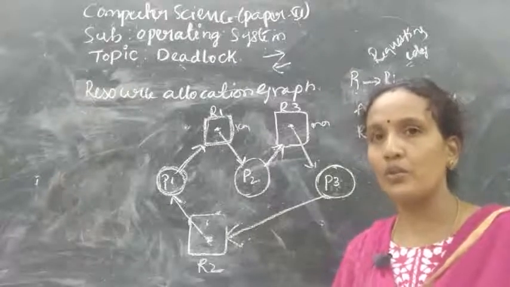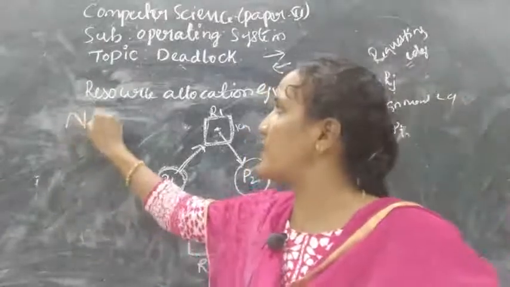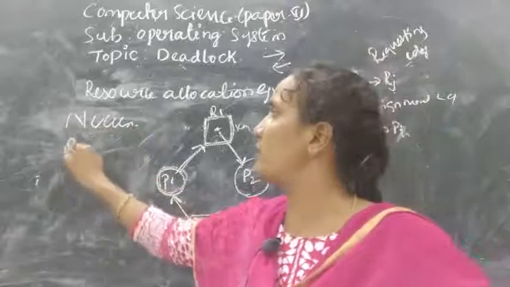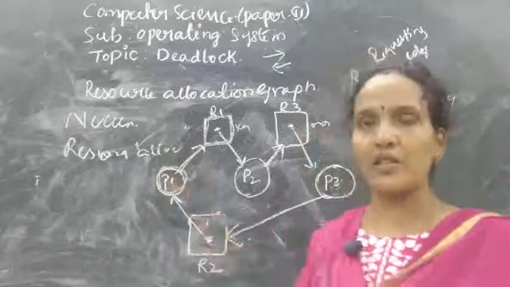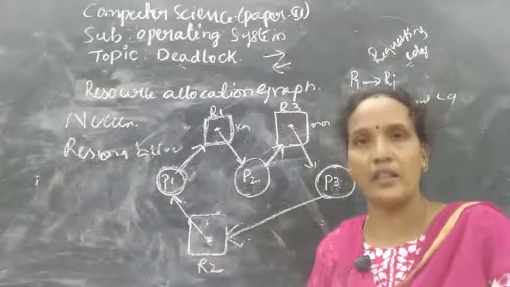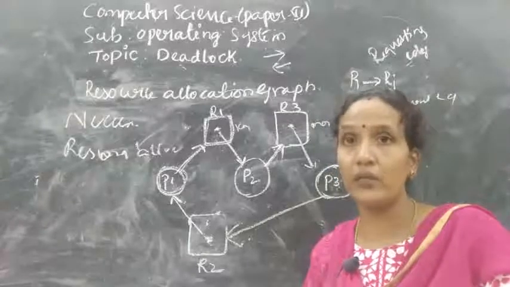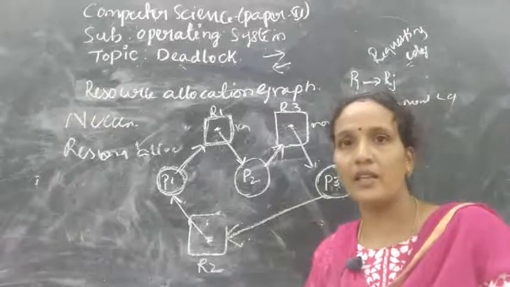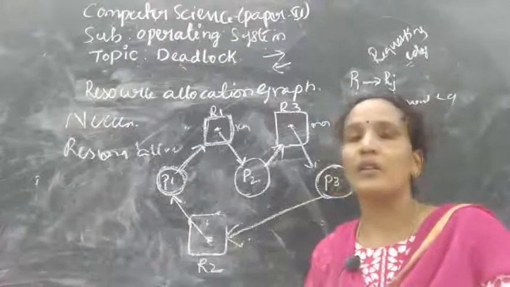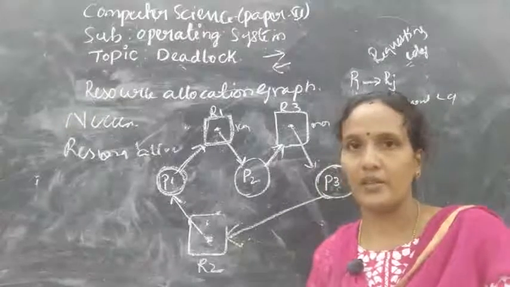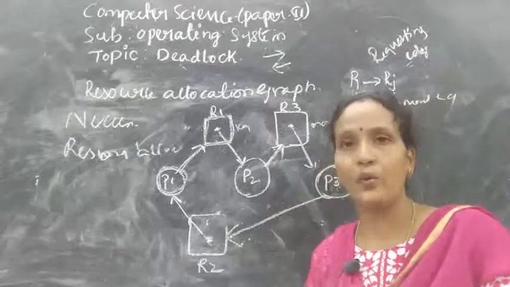So based on two things, you can decide whether there is a deadlock or not. The first one is the four necessary conditions I have given, and the second one is the resource allocation graph. Using these two methods, you can decide whether there is a deadlock inside the system or not. In the first, four conditions are given; in the second, I have given a resource allocation graph. These two come under deadlock characteristics. So this is about today's class. I hope you all understood.